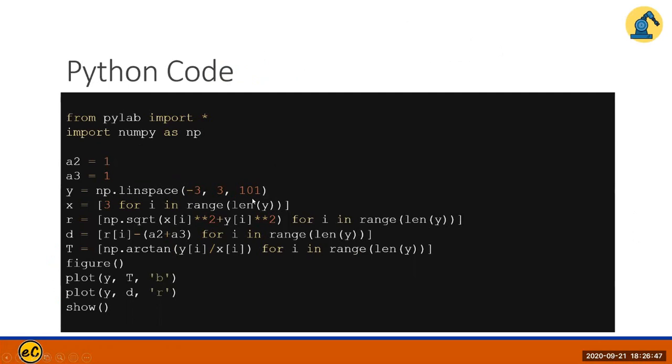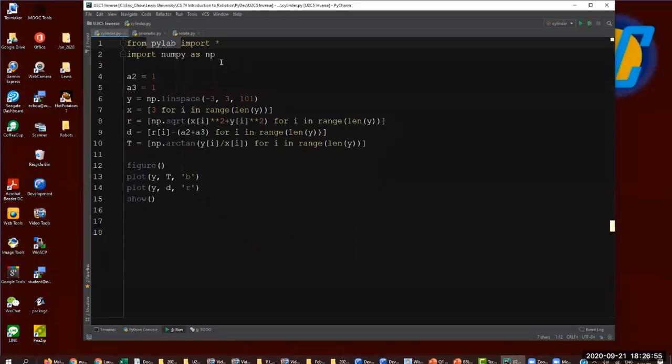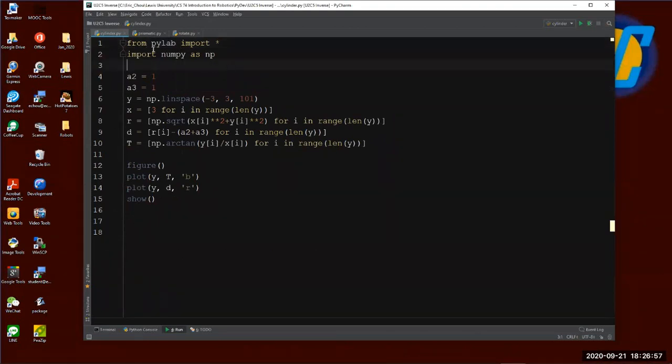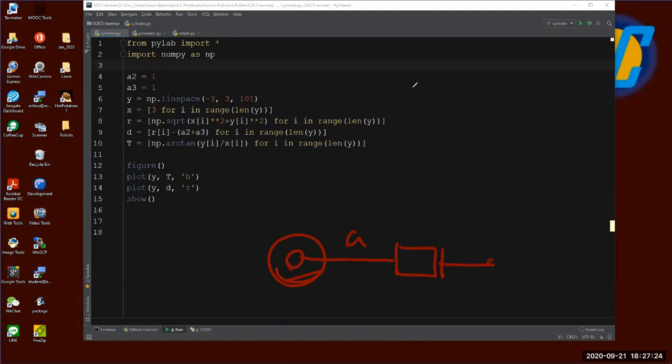Let's look at the example at the PyCharm editor. So as you can see over here, you can include the PyLab package, and you can import NumPy as NP. And your A2, A3 are 1. And here we are going to model this cylindrical manipulator. So you have a rotational joint, and there is an A2, and you have prismatic joint, and you have the extension part, and then you would have the A3 and the end effector.